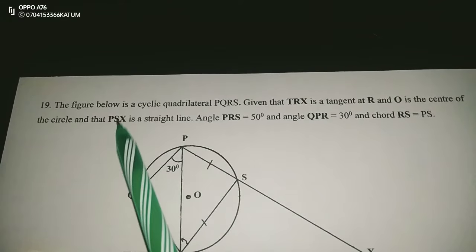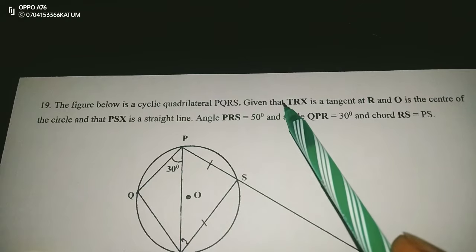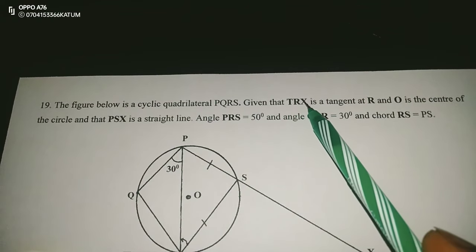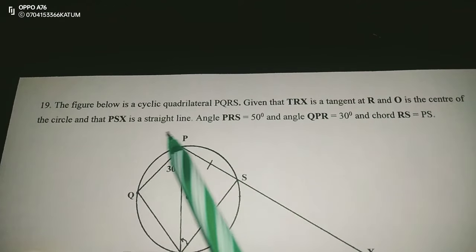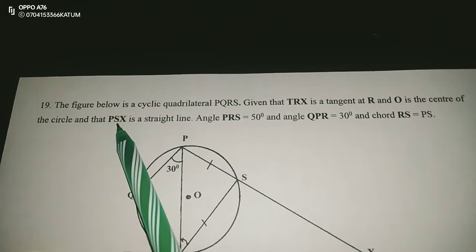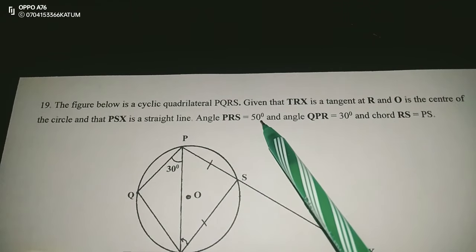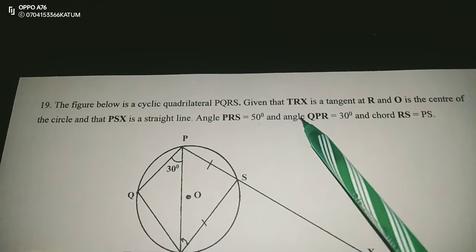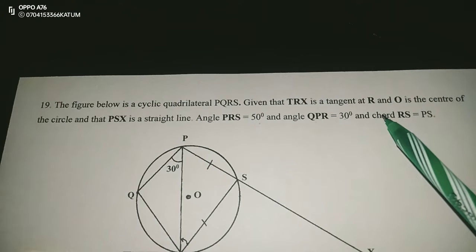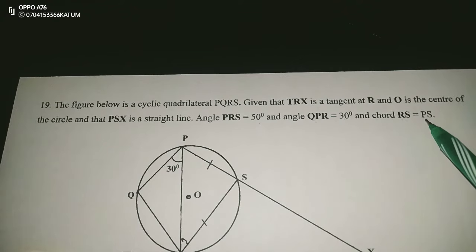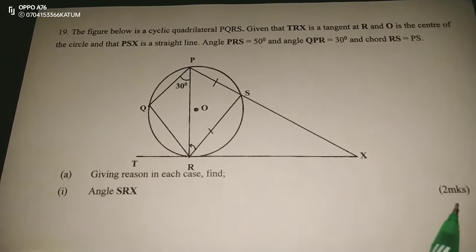We are told that the figure below is a cyclic quadrilateral PQRS. Given that TRX is a tangent at R and O is the center of the circle, and that PSX is a straight line, angle PRS equals 50 and angle QPR equals 30, and chord RS is equal to PS. Those are the instructions. The figure is there.